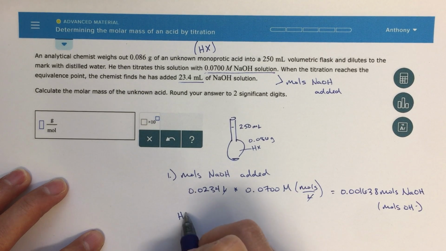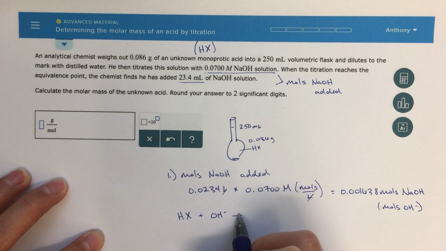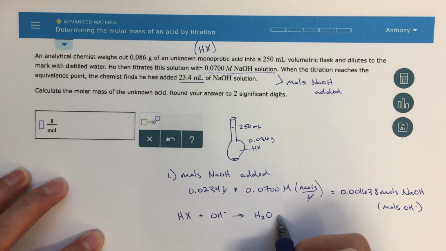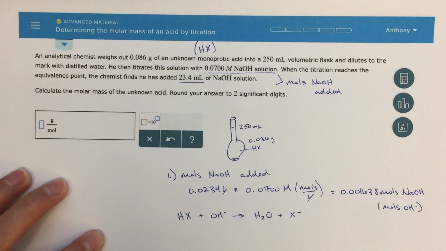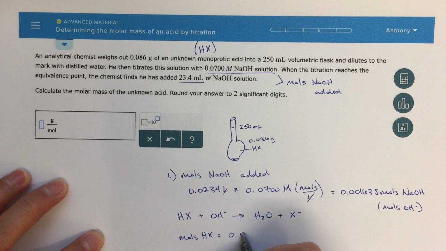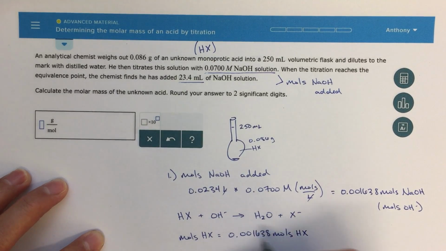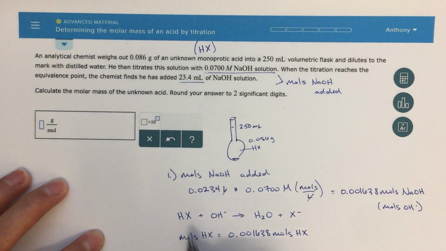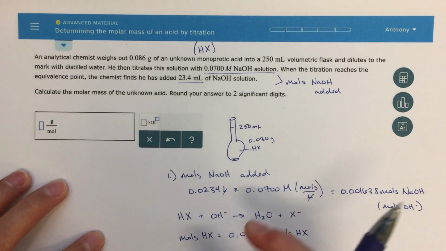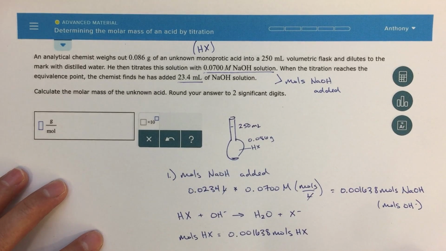The reaction that we're doing is HX plus OH minus goes to H2O, that's my neutralization, plus X minus. We can have that balanced chemical equation there. So I can see that it's a 1-to-1 ratio between my moles of sodium hydroxide and my moles of acid, because it's a monoprotic acid. So this number of moles of OH minus is going to equal my moles of HX, which is 0.001638 moles of HX. That's just because it's a 1-to-1 ratio between OH minus and HX. For the other problem that I'm going to be doing, it's not going to be a 1-to-1 ratio, so we'll talk more about that in the second half of this video.